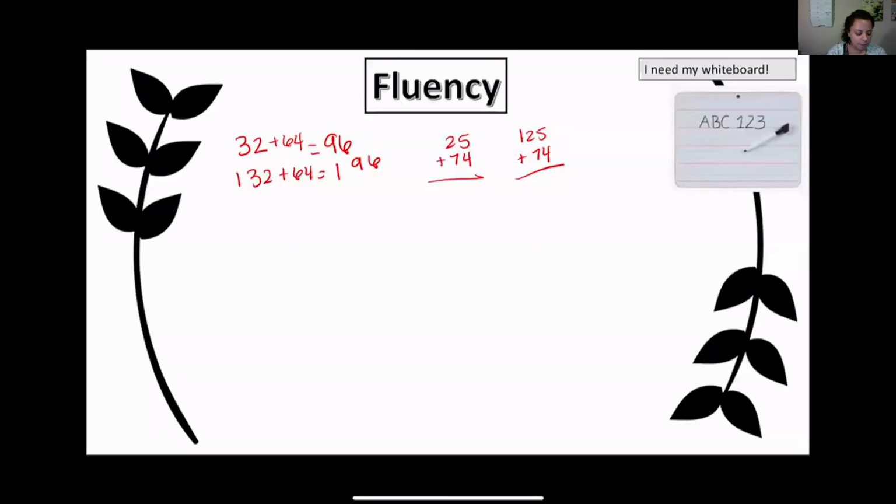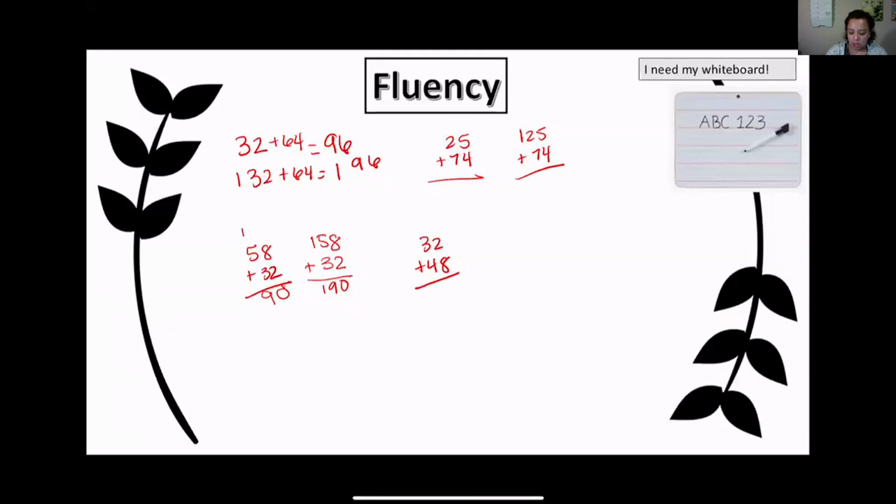Good job. Here comes the next one. 58 plus 32. Go ahead and solve. Now we'll add 100 to 58, and now it's 158 plus 32. Go ahead and solve. That's right. It should only be 190, just 100 more. We'll do one more. 32 plus 48. Go ahead and solve. Now let's add 100 to 32 plus 48. Go ahead and solve. Your answer should have been 180.